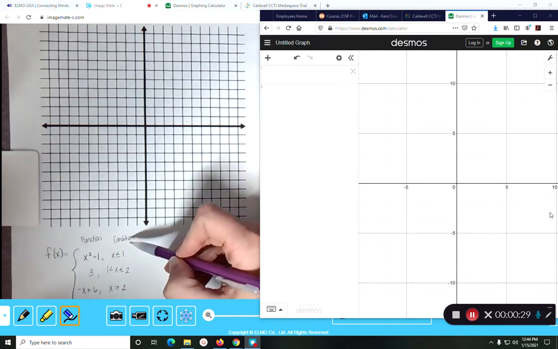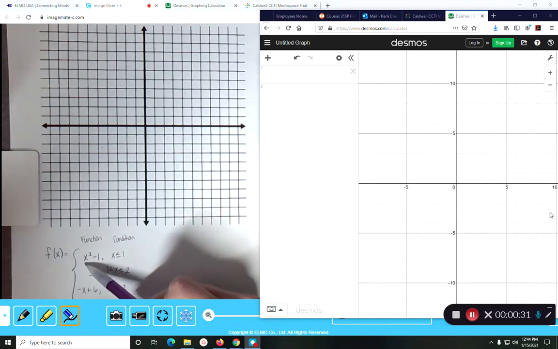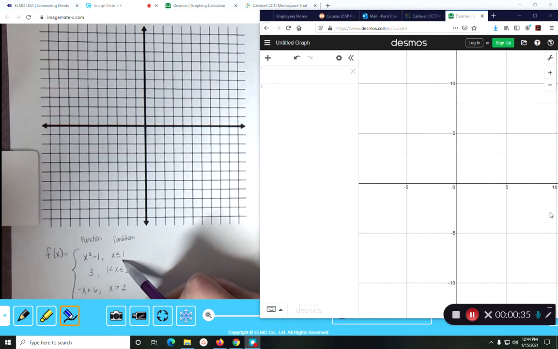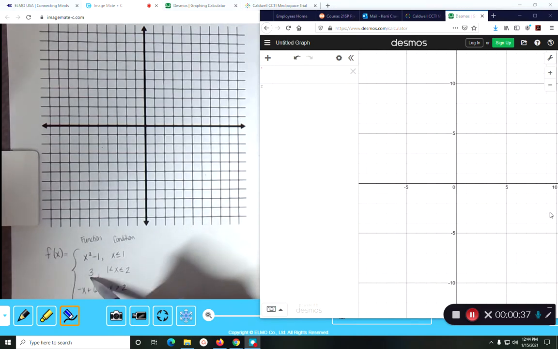In other words, when I graph this, I'm only going to graph the function x squared minus 1 for x values that are less than or equal to 1. I'm only going to graph the function 3 for x values that are greater than 1 but less than or equal to 2, and then the function negative x plus 6 for values when x is greater than 2. So I'm going to have 3 pieces to this function.